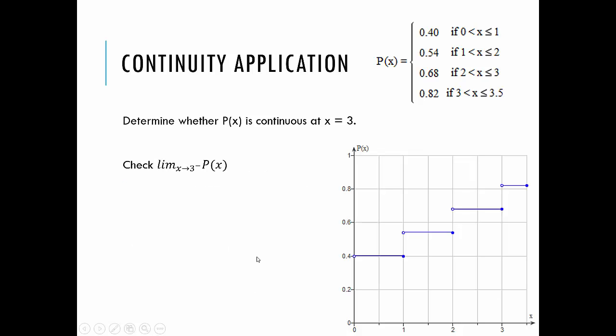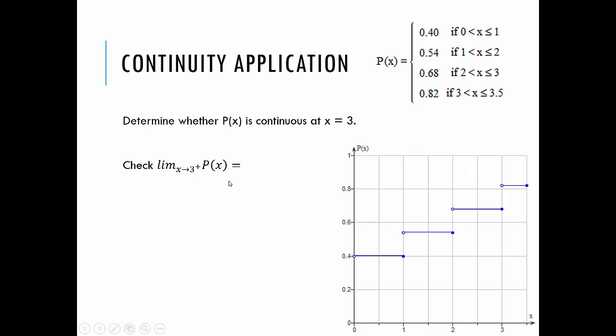Well, let's check and see what the limit is as x approaches 3 from the left. If I look up here at my definition, if I'm approaching 3 from the left, I'm somewhere in this interval from 2 to 3. And so it looks like I would be at that 0.68, which I can also verify by looking at the graph. Determine whether the function is continuous at x equals 3.